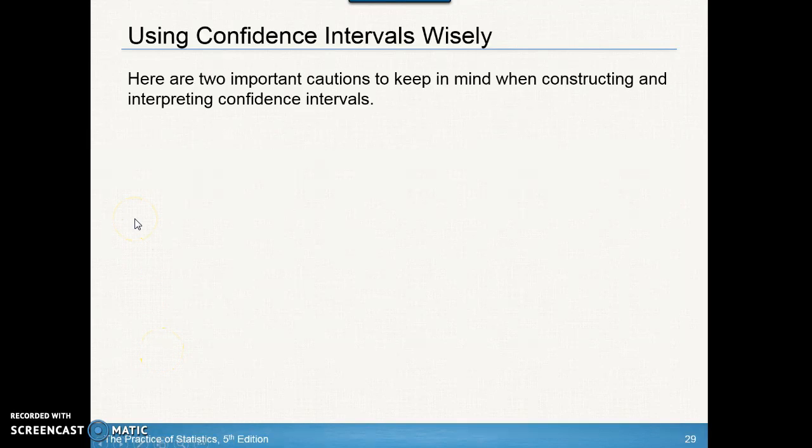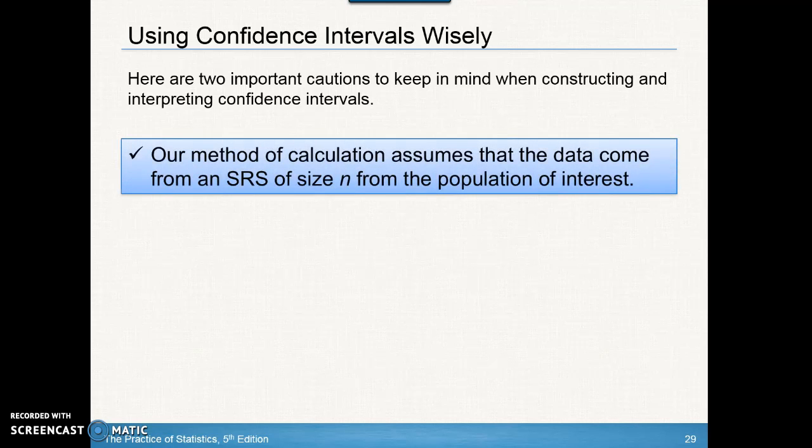Okay, I want you to keep in mind two important things whenever you're constructing and interpreting confidence intervals. Just like in the previous sections, we are assuming that our method of calculation assumes that the data comes from a simple random sample of size n from the population of interest. This helps us to reduce bias and make sure that we can make inference to a larger population.